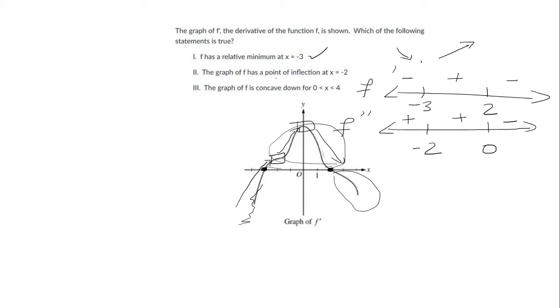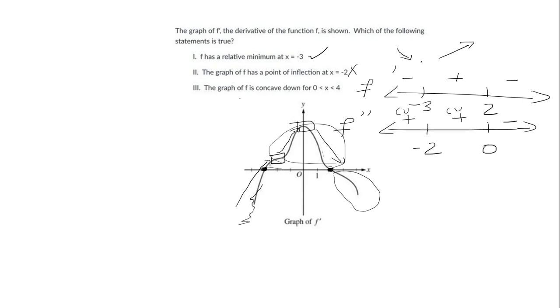The graph of f has a point of inflection at x equals -2. Well, notice for the point of inflection, you need to change sign. So the second derivative is positive, meaning it's concave up, and also concave up. It doesn't change concavity, so therefore 2 is wrong.